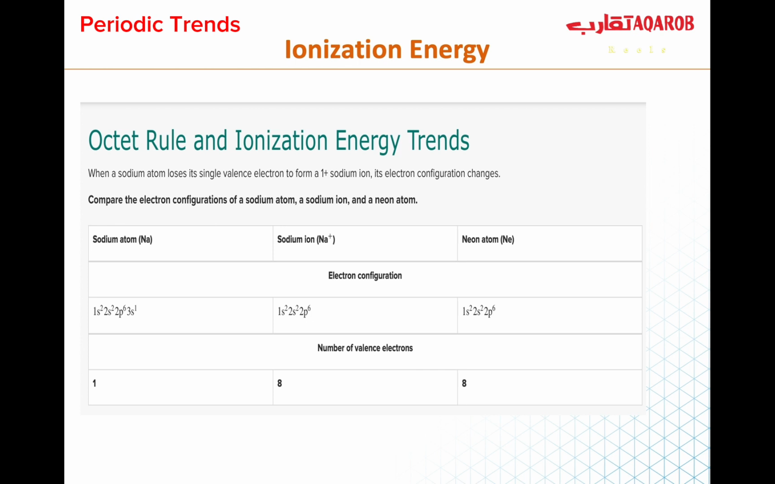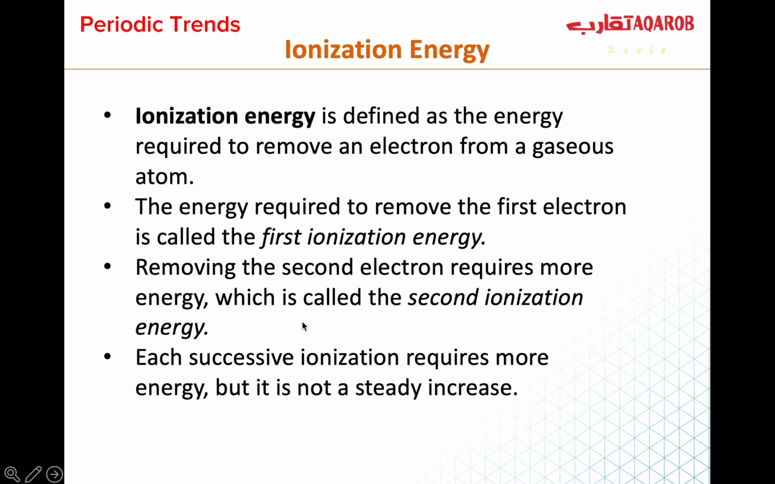When a sodium atom, for example, loses its single valence electron to form a positive 1 sodium ion, its electron configuration changes, as you see here. Once this sodium loses 1, its valence electrons will change. How many valence electrons do we have here? 8, according to the octet rule.